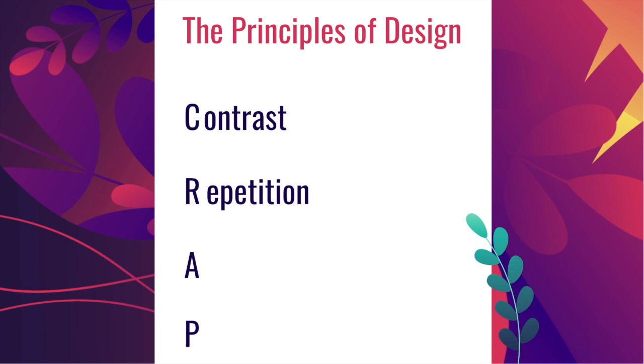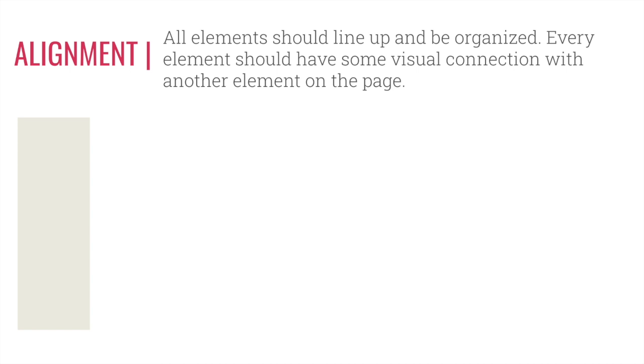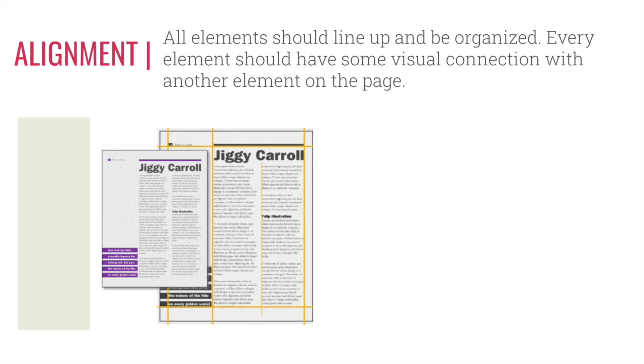Now that you know the C for contrast and the R for repetition, moving on is the A, which stands for alignment. Alignment says that all elements should line up and be organized. Every element should have some visual connection with another element on the page. If I'm looking at this design, most programs now have a snap to grid feature where you can see if your elements, such as this line and the title, line up perfectly with also your paragraph or body text.